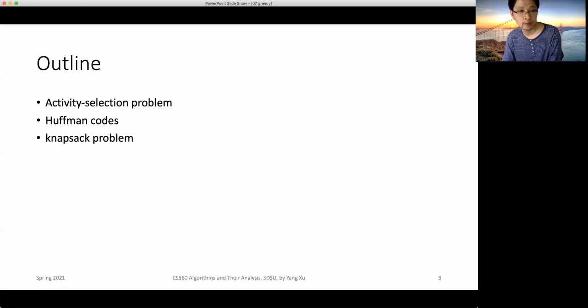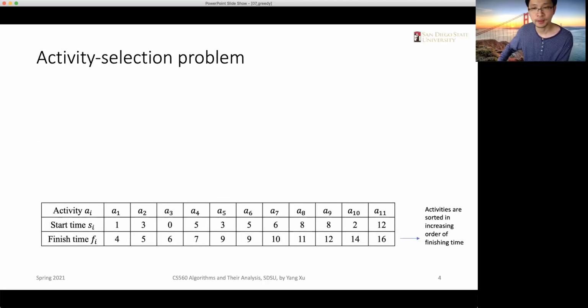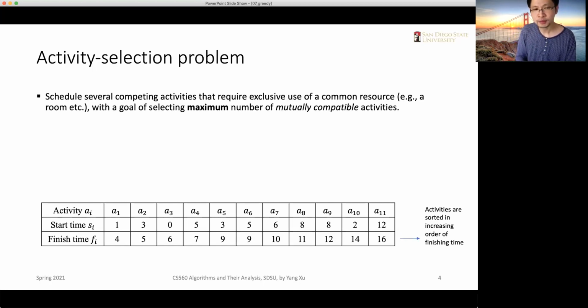All right, so as we said, we will look at three specific problems. Today we're going to cover the activity selection problem, and then on Thursday we're going to cover Huffman codes and maybe the knapsack problem as well. All right, let's look at this very practical problem. We actually come across this type of problem in our everyday life. It's about scheduling.